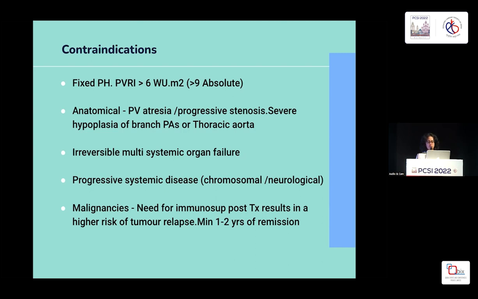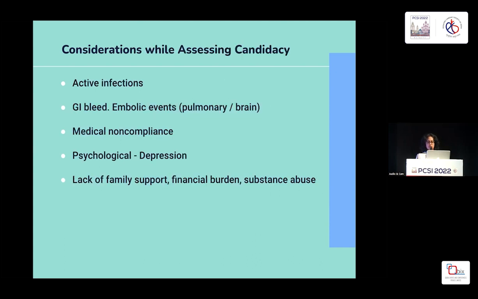irreversible end organ failures, progressive genetic or neurological diseases, and malignancy. So we do have a subset of post-chemotherapy cardiomyopathy. So when do you list them? We would require a period of remission between 1 to 2 years, because immunosuppressants which are used post-transplant have a higher risk of tumor relapse. Certain relative contraindications would be active infections, GI bleeds or stroke, medical non-compliance, history of depression, lack of family support, financial burden, and substance abuse, all of which play a very important role.